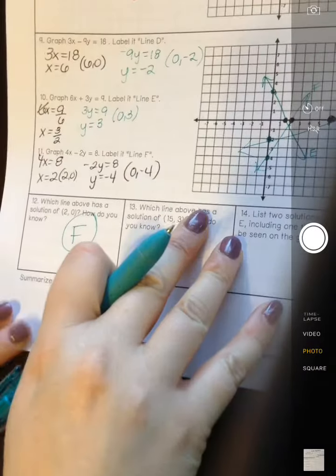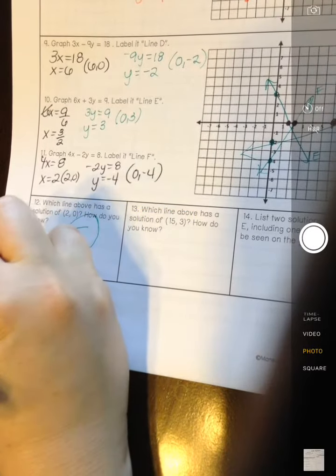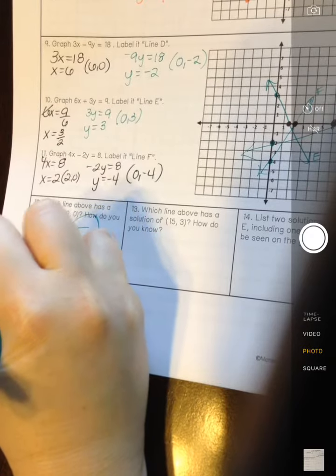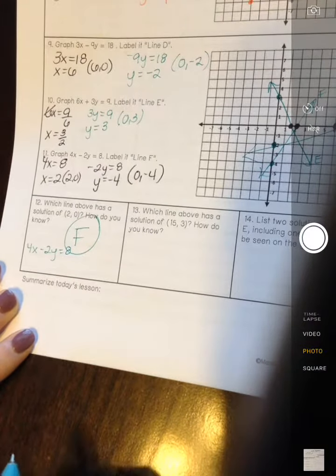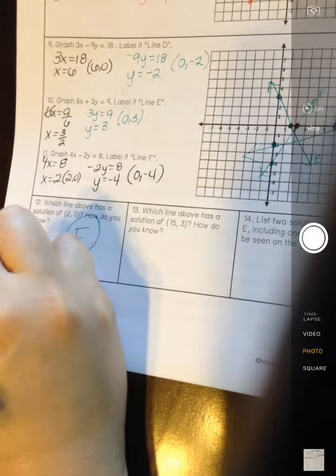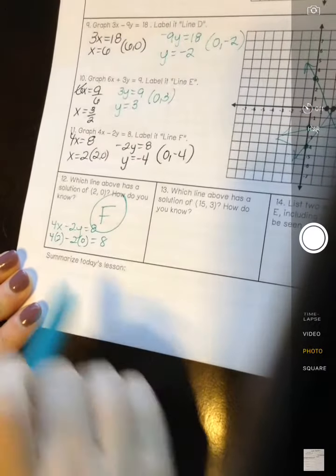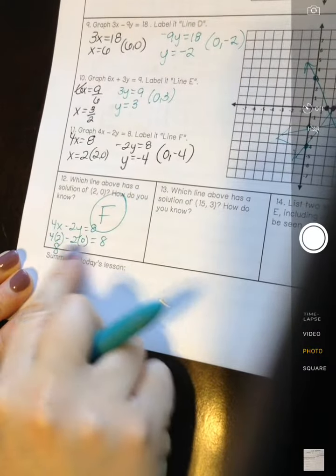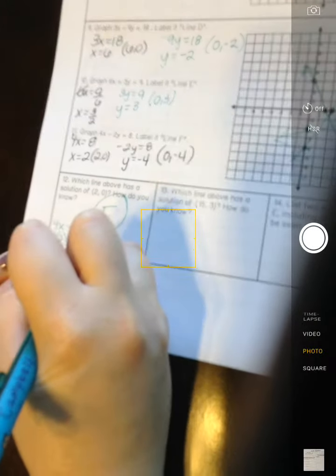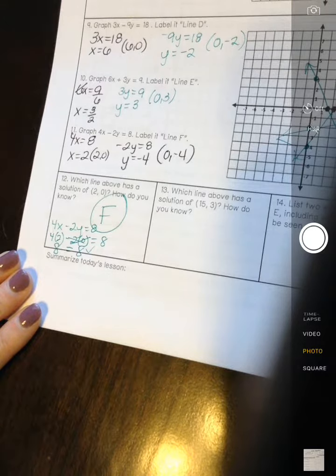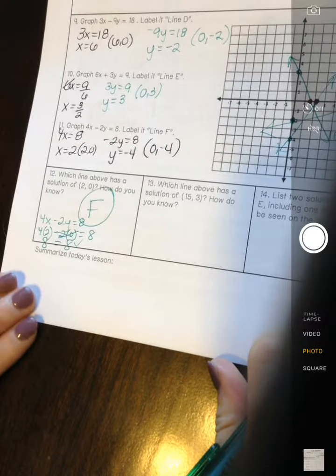And if I wasn't sure, I could plug into the equation. So the F was 4x minus 2y equals 8. If I were to plug in a 2 for x and a 0 for y and solve, 4 times 2 is 8. 2 times 0 is nothing, so I'm left with 8 equaling 8, which is true.